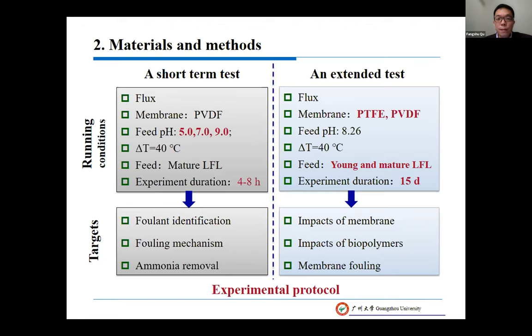The experiment consists of two parts: a short-term test and an extended test. In the short-term test, the PVDF membrane was used to treat mature landfill leachate, and the pH was changed to assess the membrane fouling and the ammonia removal. In the extended test, PVDF and PTFE membranes were used to treat young and mature landfill leachate, and the experiment was extended to 15 days so that we can assess the impacts of membrane characteristics.